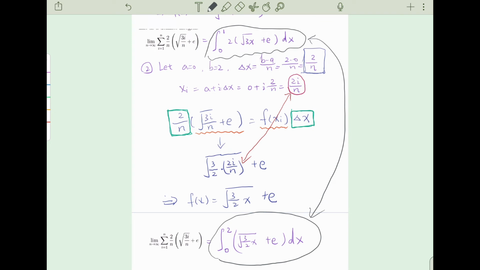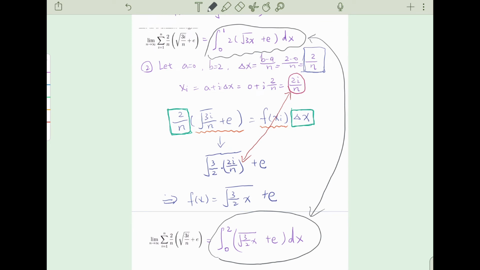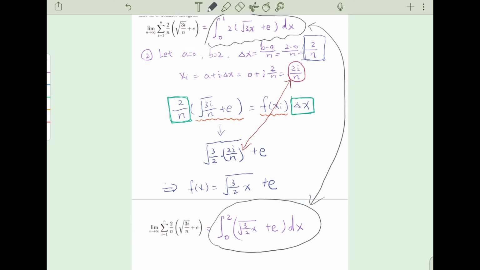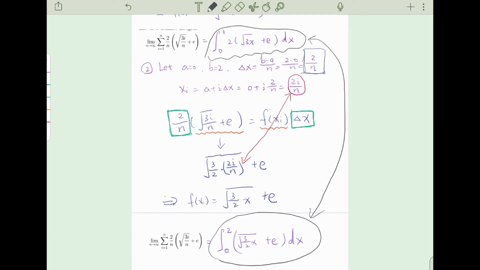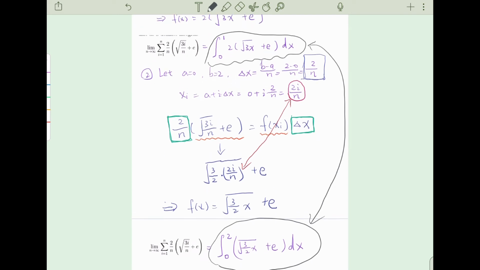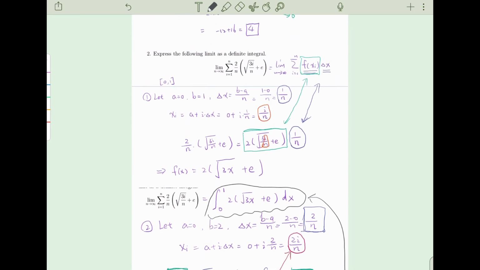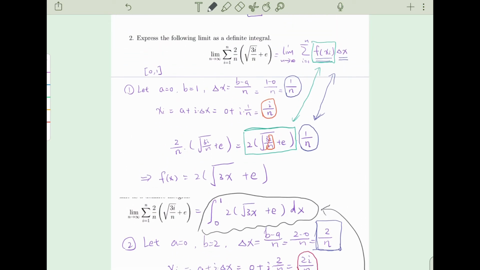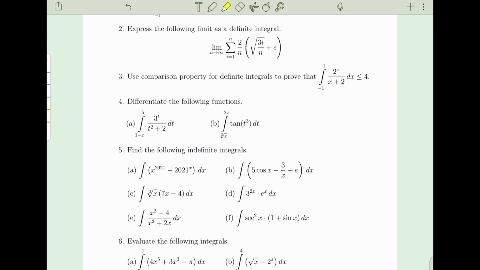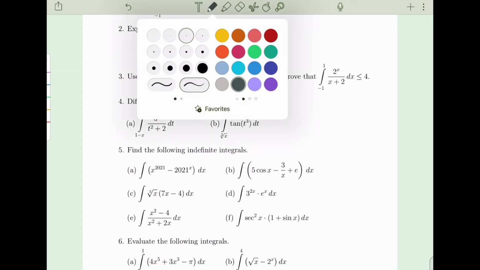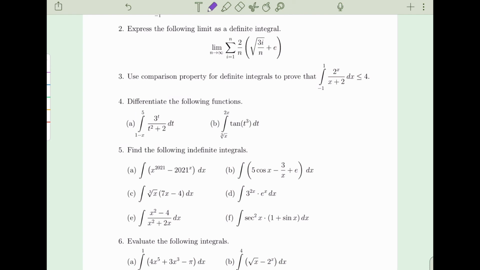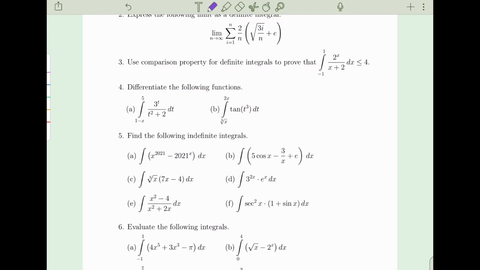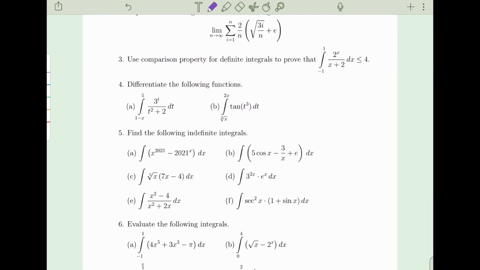You don't want some complicated expression to get in your way to screw your answer here. So that is how tricky this kind of question can be, and that is question 2. So now let's take a look at the rest of the questions here. Since we don't have enough time, I will skip some questions. We will basically focus on the difficult questions here. So now let's take a look at question 3.